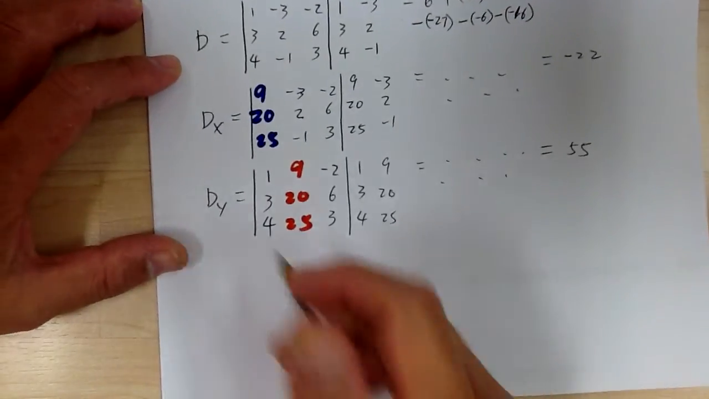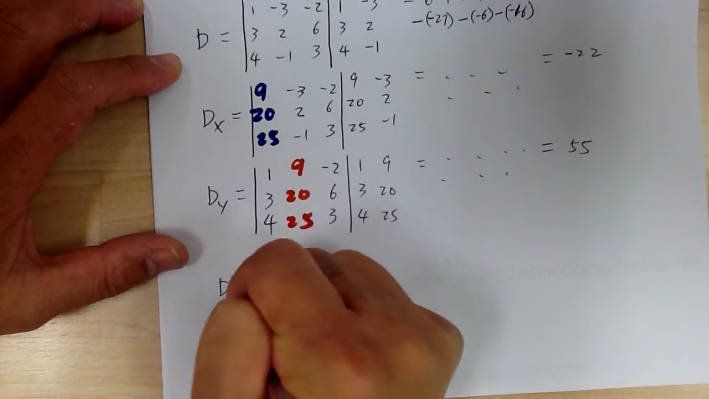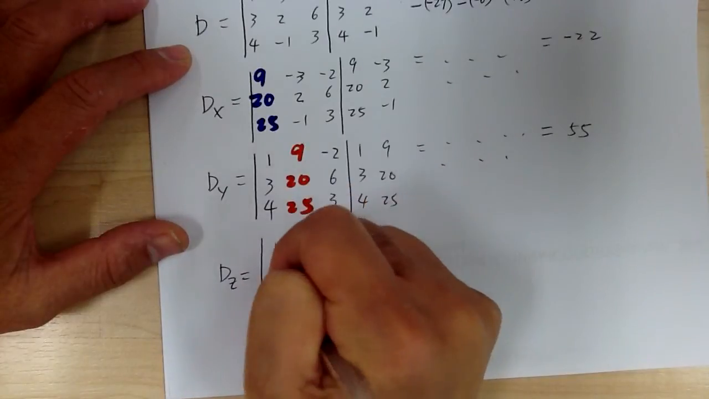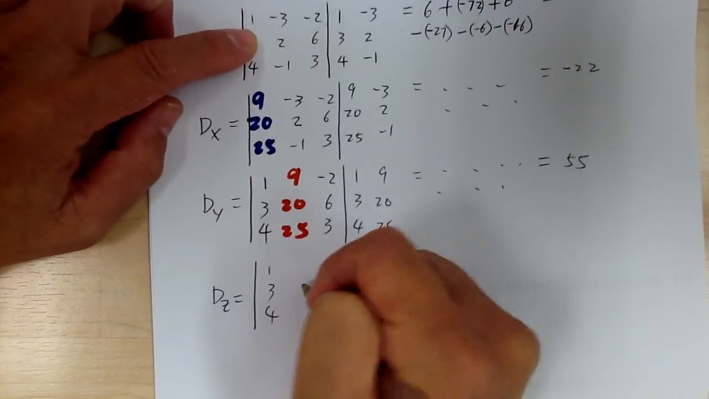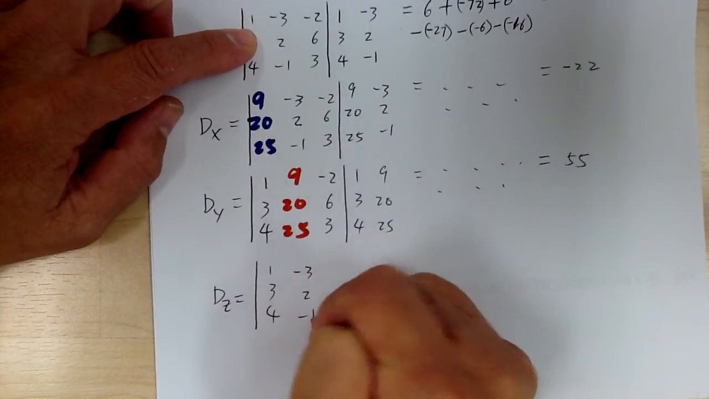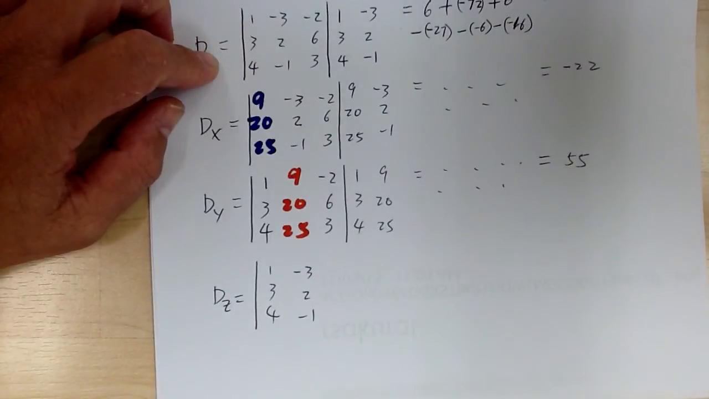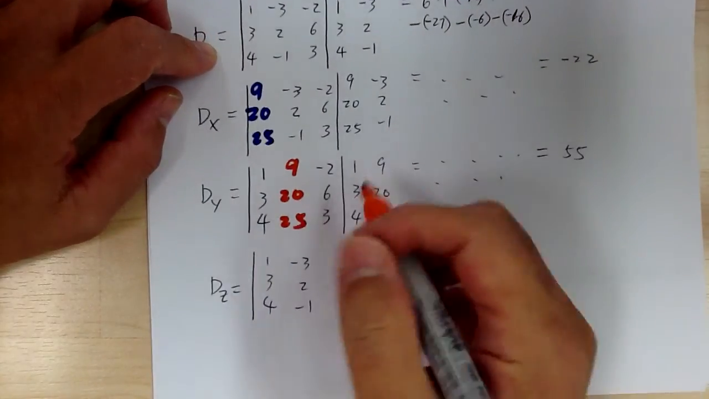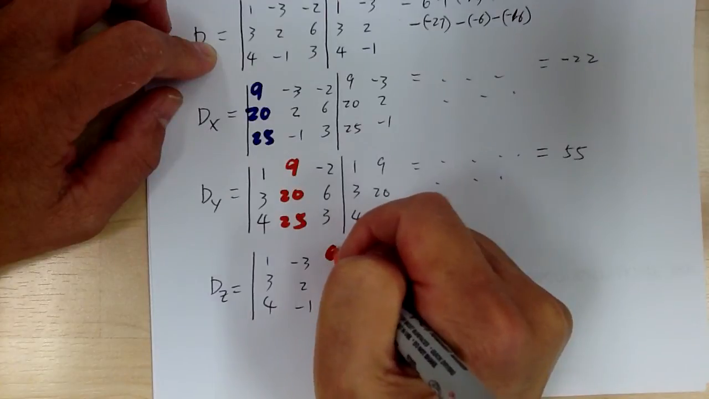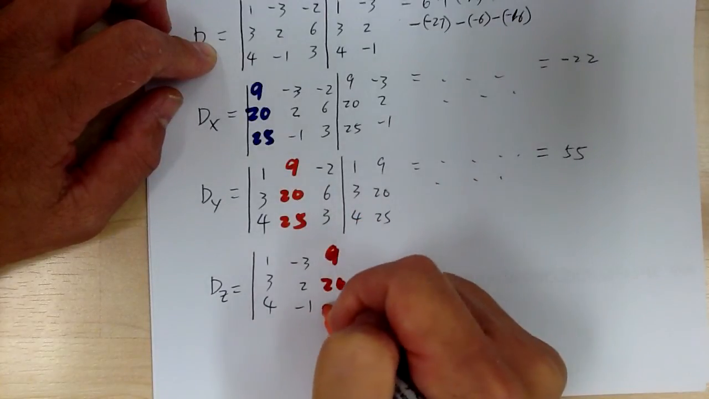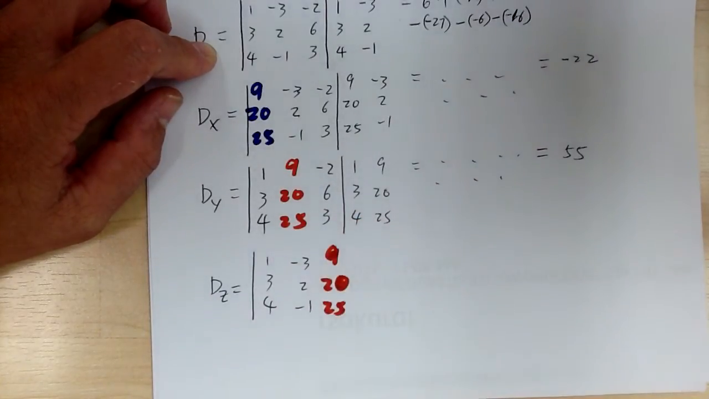Okay, then you do the d of z. So you're going to get 1, 3, 4. Go back to your original here. So negative 3, 2, negative 1. And then, again, you're going to replace the z. So you're going to get 9, 20, 25. Okay?